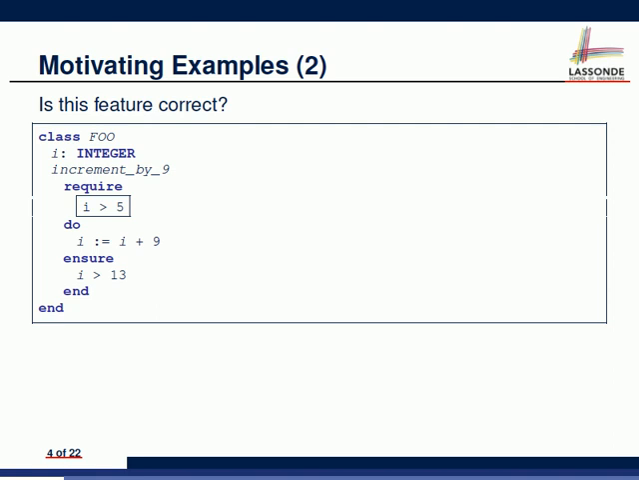How about this feature here? It's basically the same. I just changed the precondition a little bit. Do you think we'll run into any issue at the runtime? That means I can only try to call this feature here when I is larger than 5, meaning that it can be 6, can be 7, can be 8. Yes.